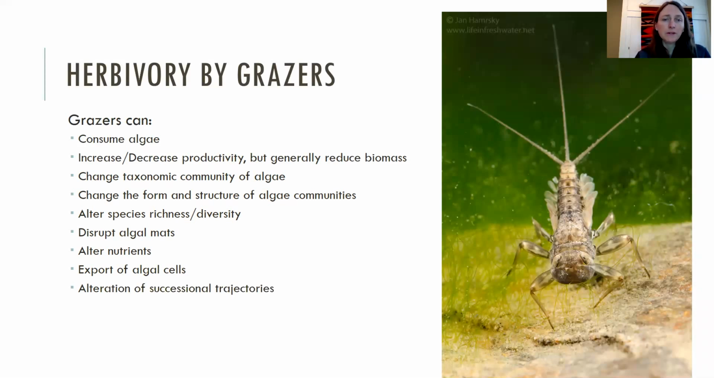And we talk about when a new rock is introduced to a stream, there's a succession of colonization by algae, and so grazers can come in and they can alter those successional trajectories.